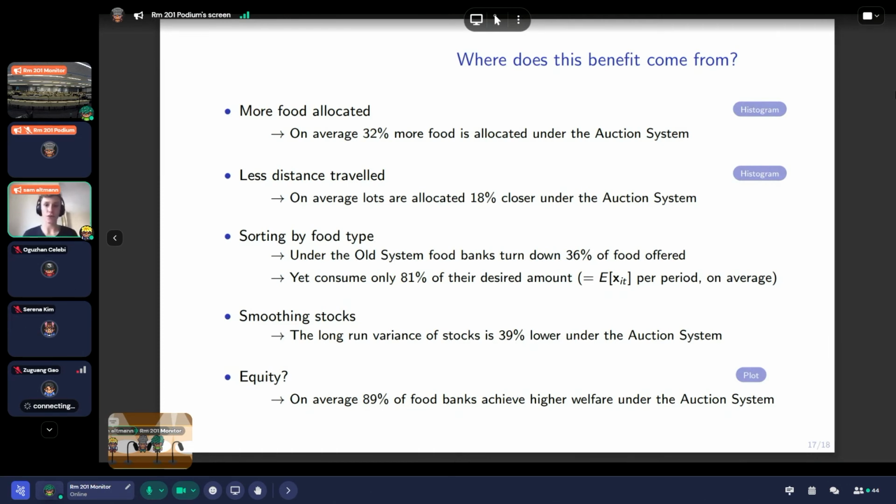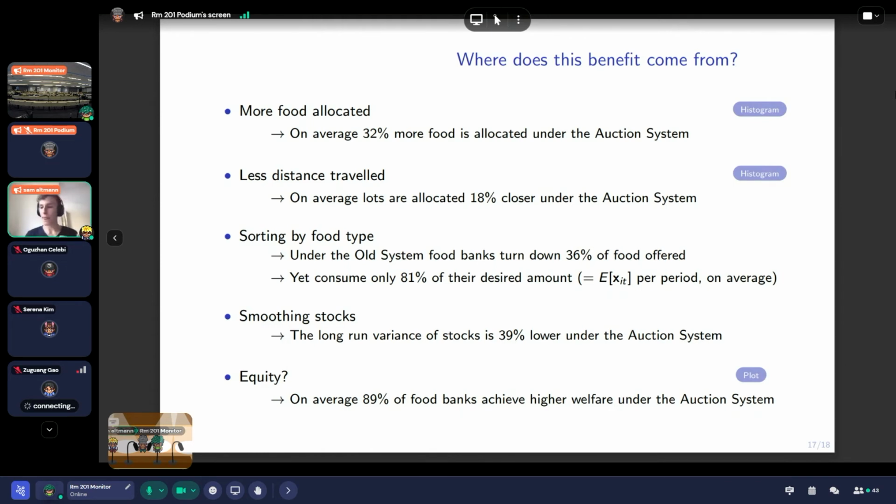Next. So finally, I'm going to think a little bit about where this benefit is coming from. I'm not going to talk about this in too much detail. So first of all, I see that more food is allocated under the auction system. This is due to these negative prices, just incentivizing food banks to take more food. I also see that less distance is traveled under the auction system. So food banks are sorting into consuming closer food.